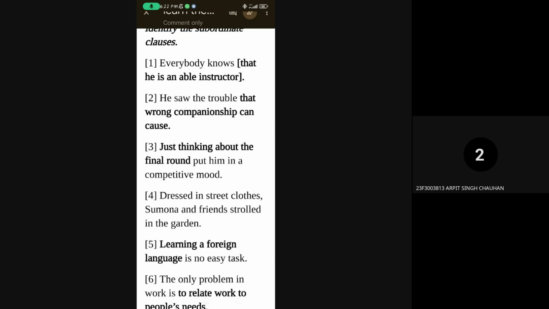Now, the problem with such words is they can have multiple categories, right? For example, after can be used as an adverb, after can also be used as a preposition, after can also be used as a conjunction, right? So they can have multiple categories. Similarly, that can be used as a pronoun, it can also be used as a subordinating conjunction. So when you're looking at the sentence, make sure that you are tapping on the right category. Here, that is used as a conjunction. Everybody knows that he is an able instructor. Here, it is not the pronoun, right?